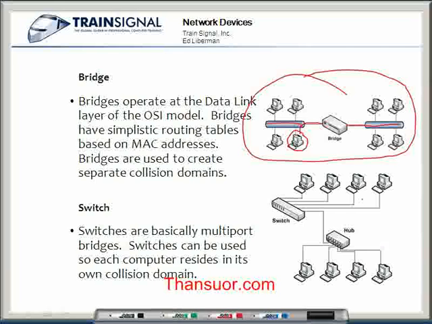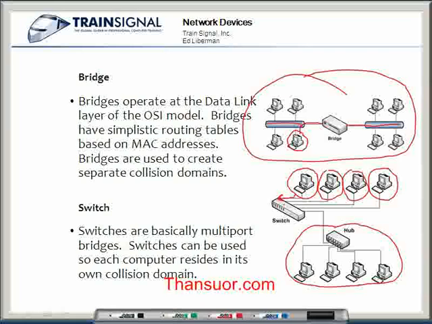But what happens in the scenario I have drawn out here is you'll notice that we actually have a hub that is connected to one of the ports of the switch. And what that means is that all of these computers are all on one collision domain. But then each of these individual computers that are connected directly to the switch, they are all part of their own collision domain. And the reason why is because when one computer sends a transmission into the switch, it will look at its routing table.